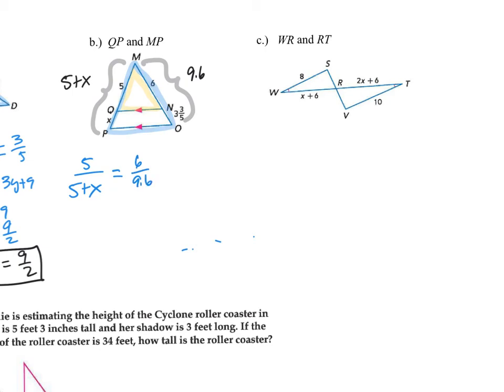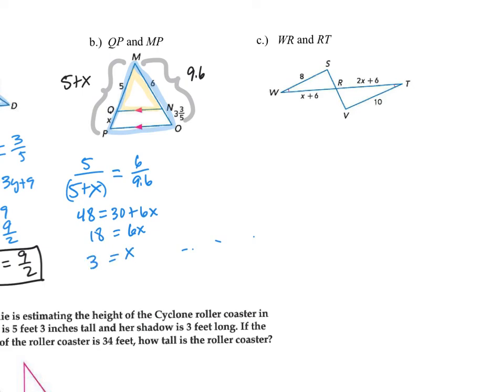When we cross multiply, I'll save you a little bit of time. 9.6 times 5 is 48. So we get 48 is equal to, now when you cross multiply this way, make sure you distribute. 6 times 5 is 30, and 6 times x is 6x. So this would be 30 plus 6x. And then 6x would be equal to 18 when we subtract 30 from both sides. So x is equal to 3.